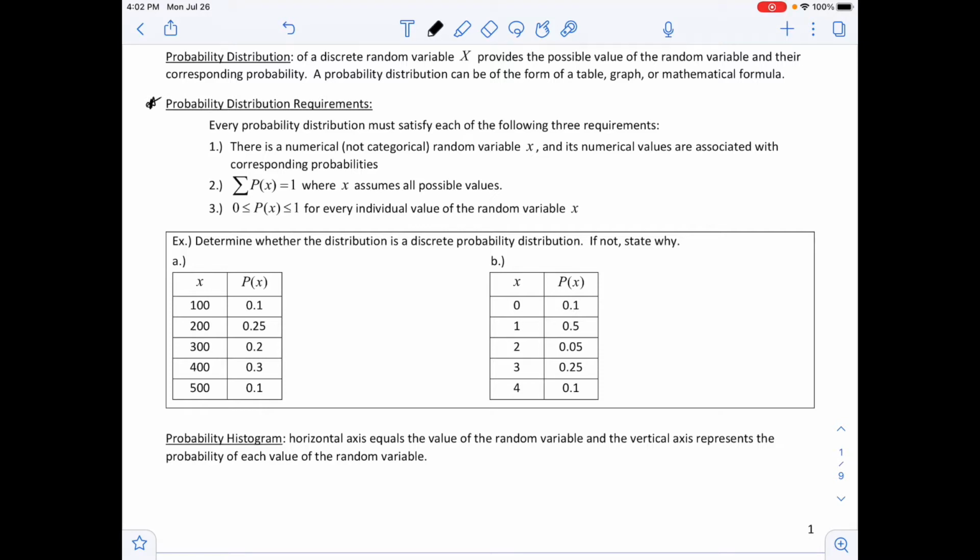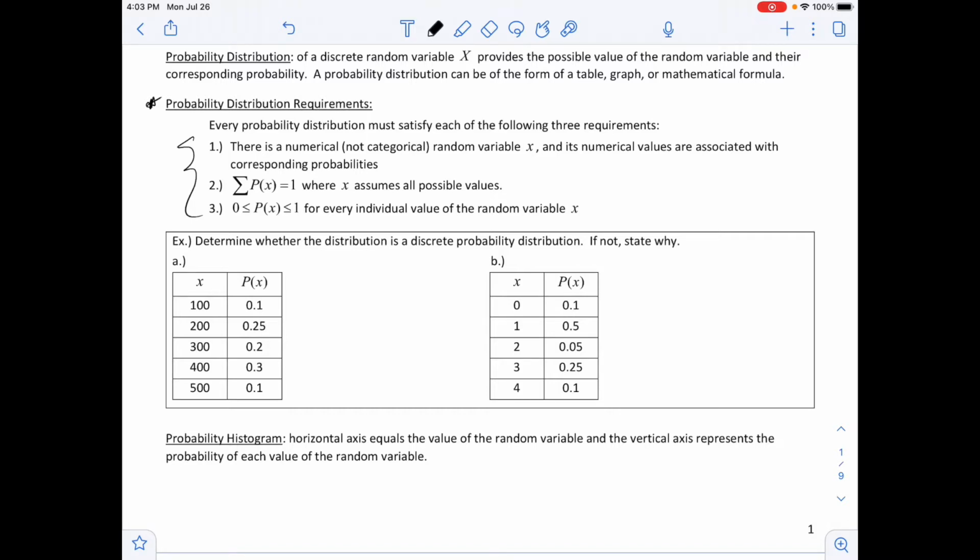Below this are the probability distribution requirements, and we're going to need this for both Chapter 5 and Chapter 6. Every probability distribution must satisfy the following 3 requirements, so these 3 are definitely ones that we need to know. First, there is a numerical, not categorical, random variable x, whose numerical values are associated with corresponding probabilities. Number 2 says the sum of all the probabilities is equal to 1, where x assumes all possible values. Number 3 says that the probabilities are going to be between 0 and 1, and yes, you can include 0 and you can include 1, for every individual value of that random variable.